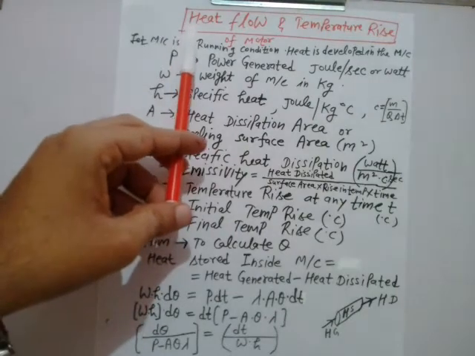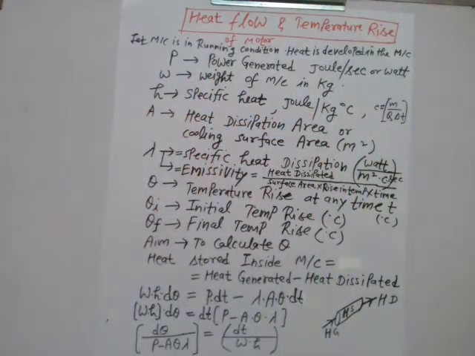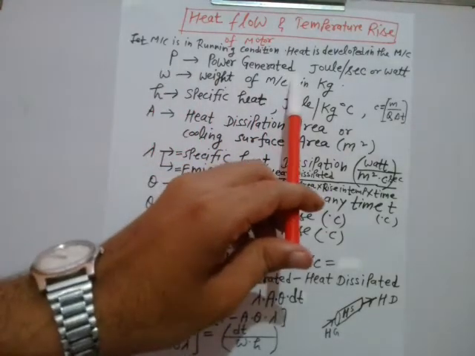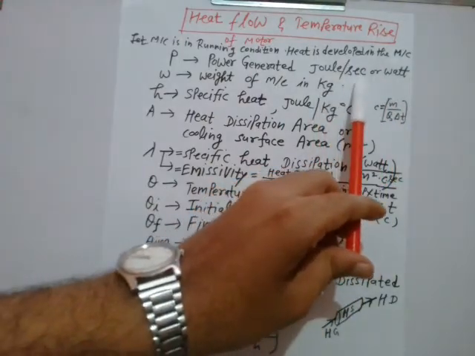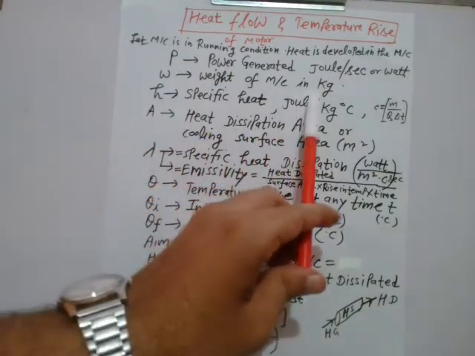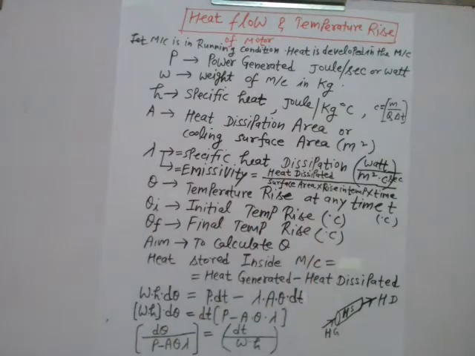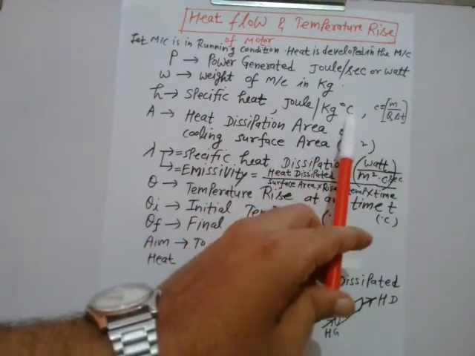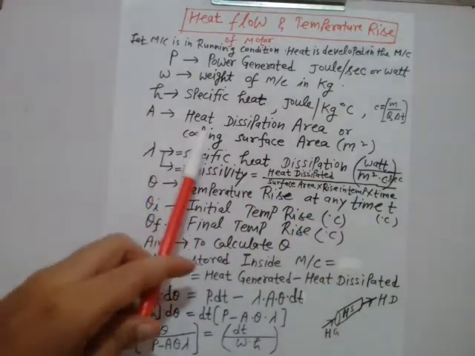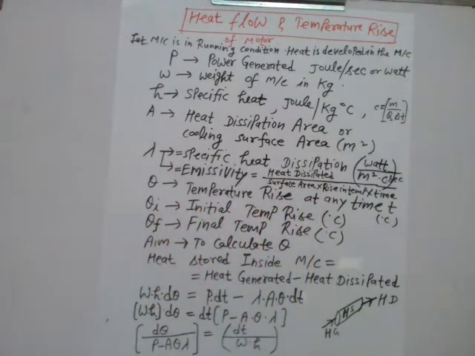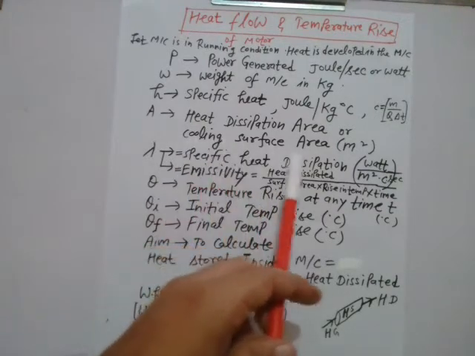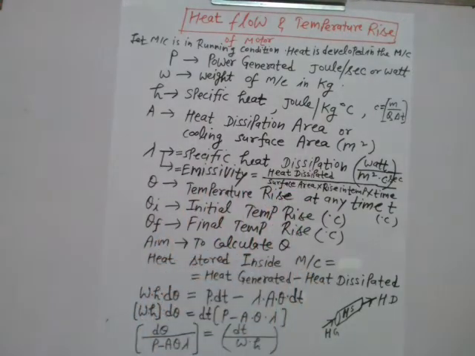So we have to go for a derivation of heat flow and temperature rise. Suppose capital P is the power generated in watts, or joules per second. W is the weight of the machine in kilograms, H is the specific heat in joules per kg per degree Celsius. Capital A is the heat dissipation area, or you can say cooling surface area. Why cooling? Because when you switch off the machine, it will gradually cool down.